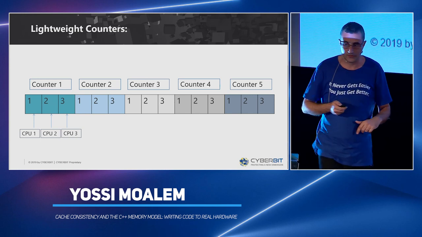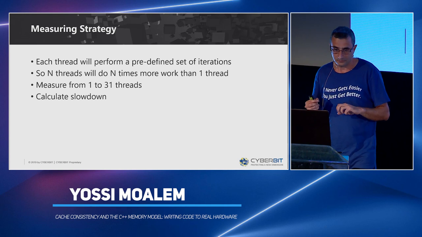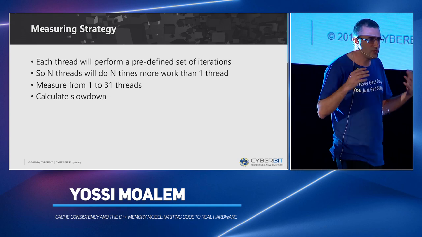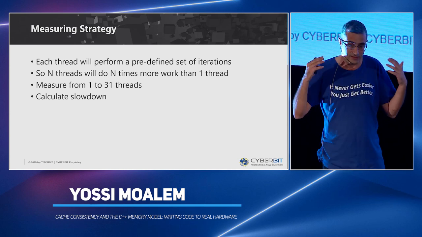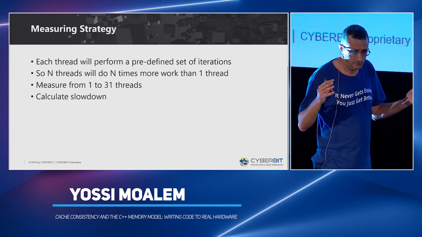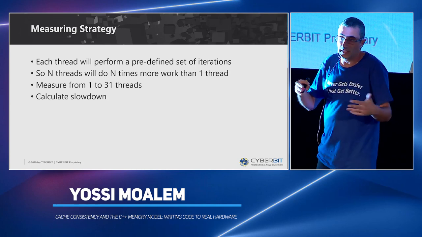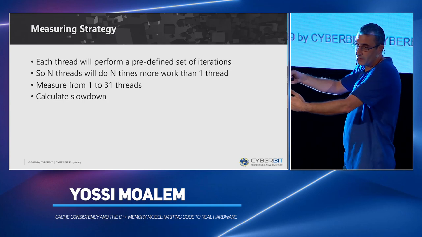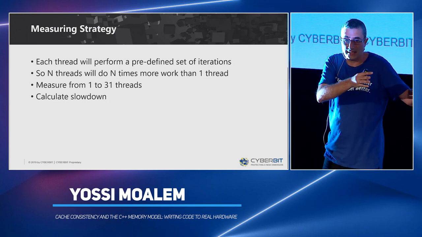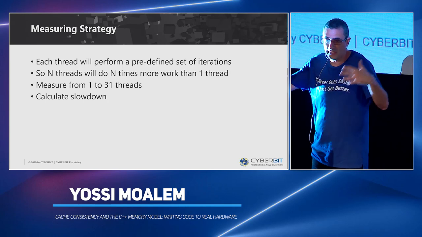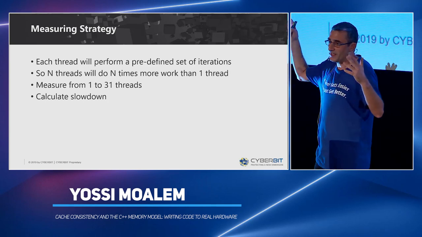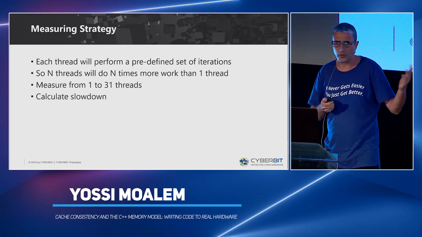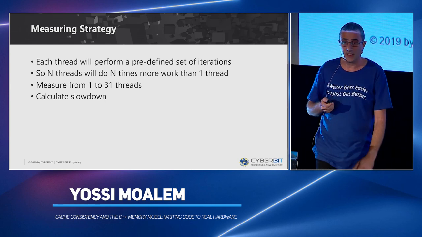Let's measure the performance. Now, in order to measure the performance, the way that I chose to do it, I think that it's the simplest way, is that each thread does a predefined set of iterations. So if I have n threads, the total will be that I'm doing n times the amount of work that one thread will do. If I'm doing a million iterations, then 13 threads will do 13 million. I measured the result between one core and 31, and I calculated the slowdown.